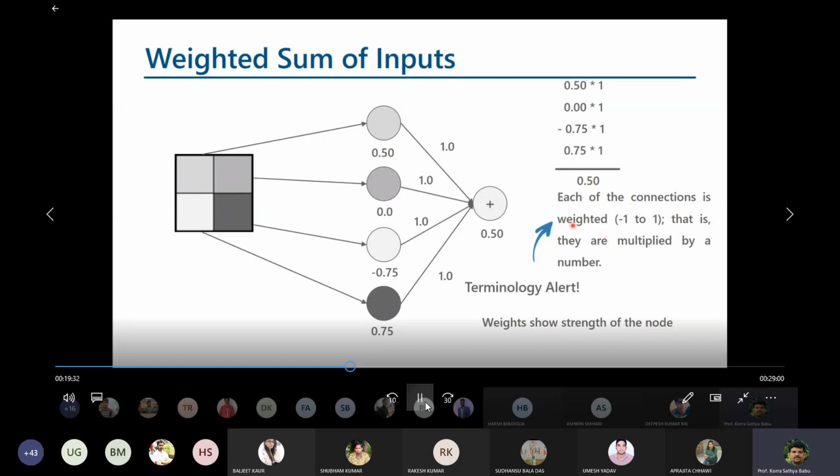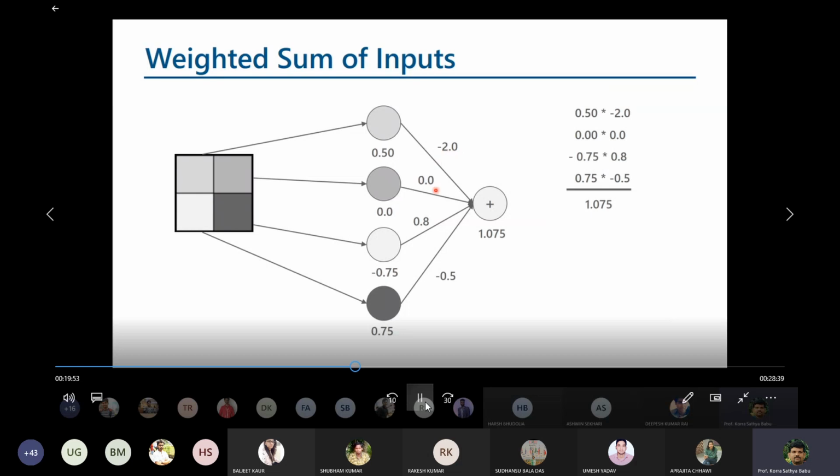Each of the connections is weighted. Weighted means some weight is assigned. For the time being, we have given -1 to +1, for example, and the inputs are multiplied by some number, some weights. The weight shows the strength of the node, right? Each weight, this edge, shows the strength of the node. So assume that we have changed the weights. This is -2.0, this is 0.0, this is 0.8, and this is -0.5.